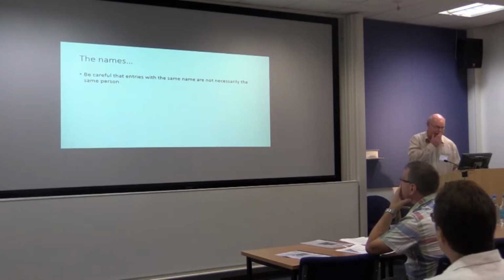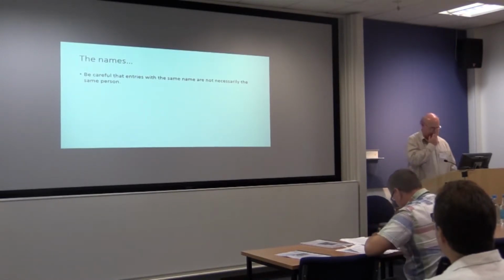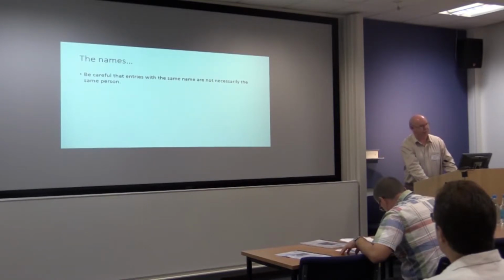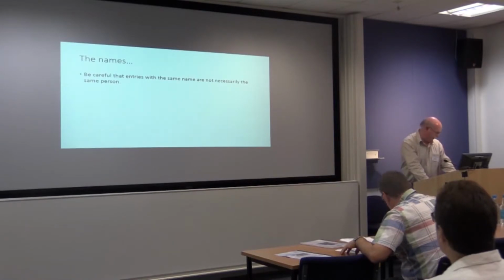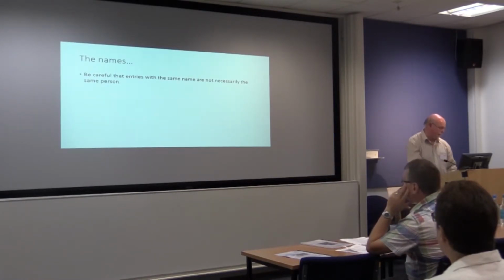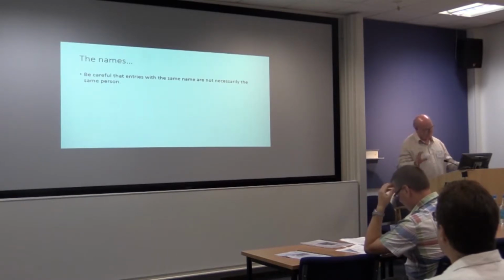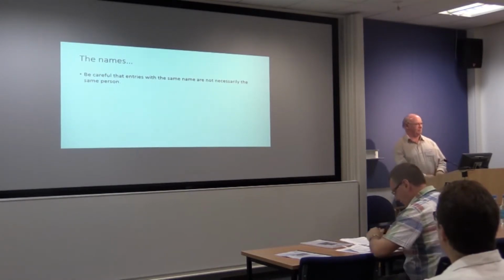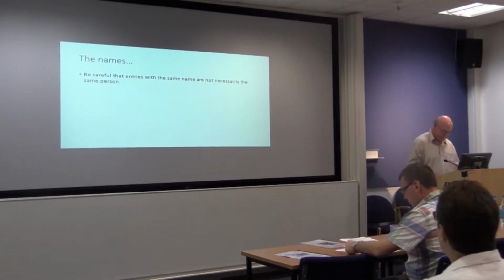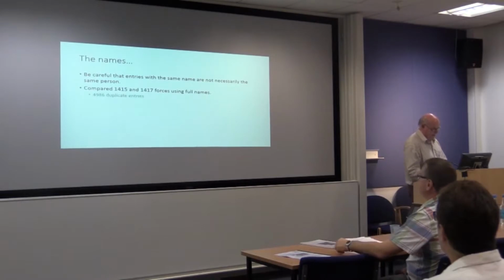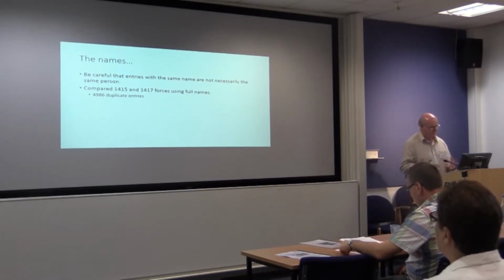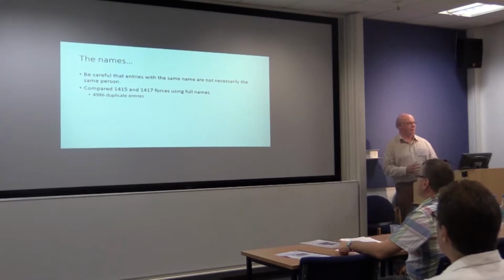I suppose a little word of warning about names and deciding who is the same individual, because I fell into the trap very early on, luckily. To be fair, a number of people do warn that you cannot assume that just because someone has the same name in these databases, it's the same individual. I started out comparing the 1415 and 1417 using both first name and surname and thought, two years apart, you may not be certain for each one, but statistically, you could probably derive something from it. So I did that. And between 1415 and 1417, there are nearly 5,000 duplicate names, and my initial reaction was, "Ooh, that's a lot of the same people going."